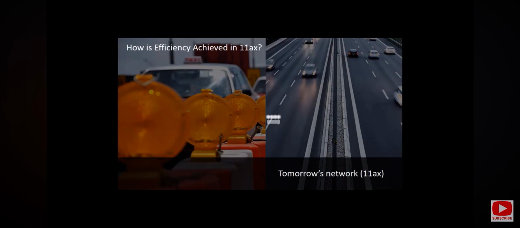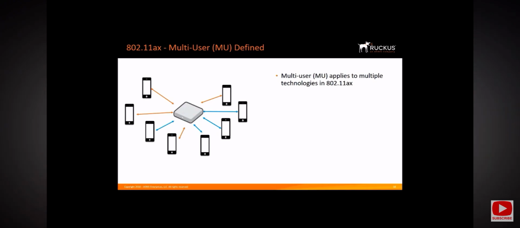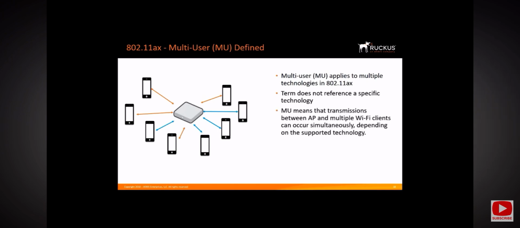Let's go into more detail on exactly how this is done using 11ax. We'll start by defining some terms and concepts. Multi-user, or MU, applies to multiple technologies in 11ax, so it's important to understand that the term multi-user does not reference a specific technology, such as multi-user MIMO. It means that transmissions between an AP and multiple Wi-Fi clients can occur simultaneously depending on the supported technology. 11ax defines the use of multi-user orthogonal frequency division multiple access, abbreviated MU-OFDMA, and multi-user, multiple input, multiple output, MU-MIMO technologies.